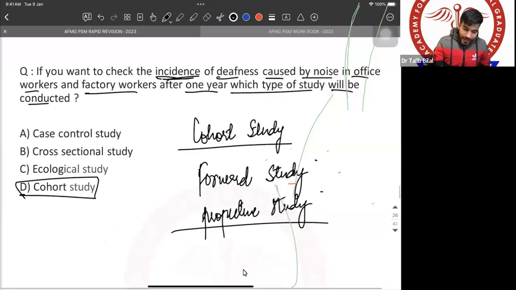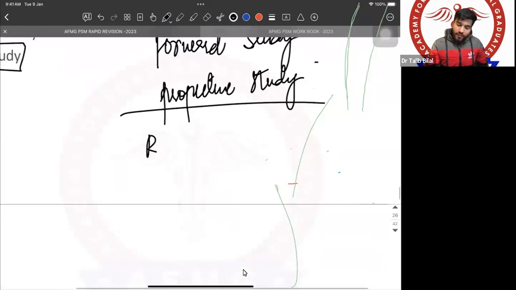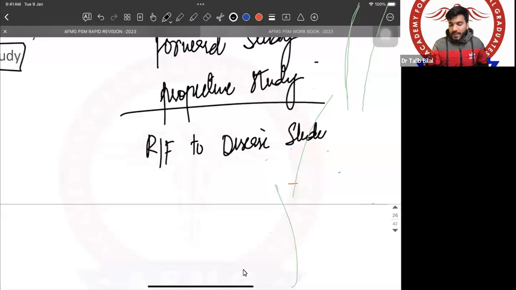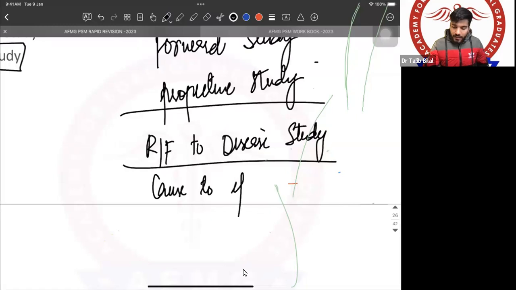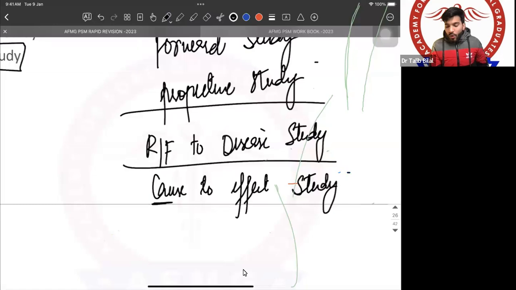Can I also call it a risk factor to disease study? Can I also call it a cause to effect study? Guys, these other names I'm mentioning are just to make you understand what is the cause and what was the effect. So if you're studying from cause to effect, or from risk factor to disease, that is a cohort study. If you are going forward in time, starting the study in 2023 and looking for an outcome in 2027, what type of study? Cohort study.